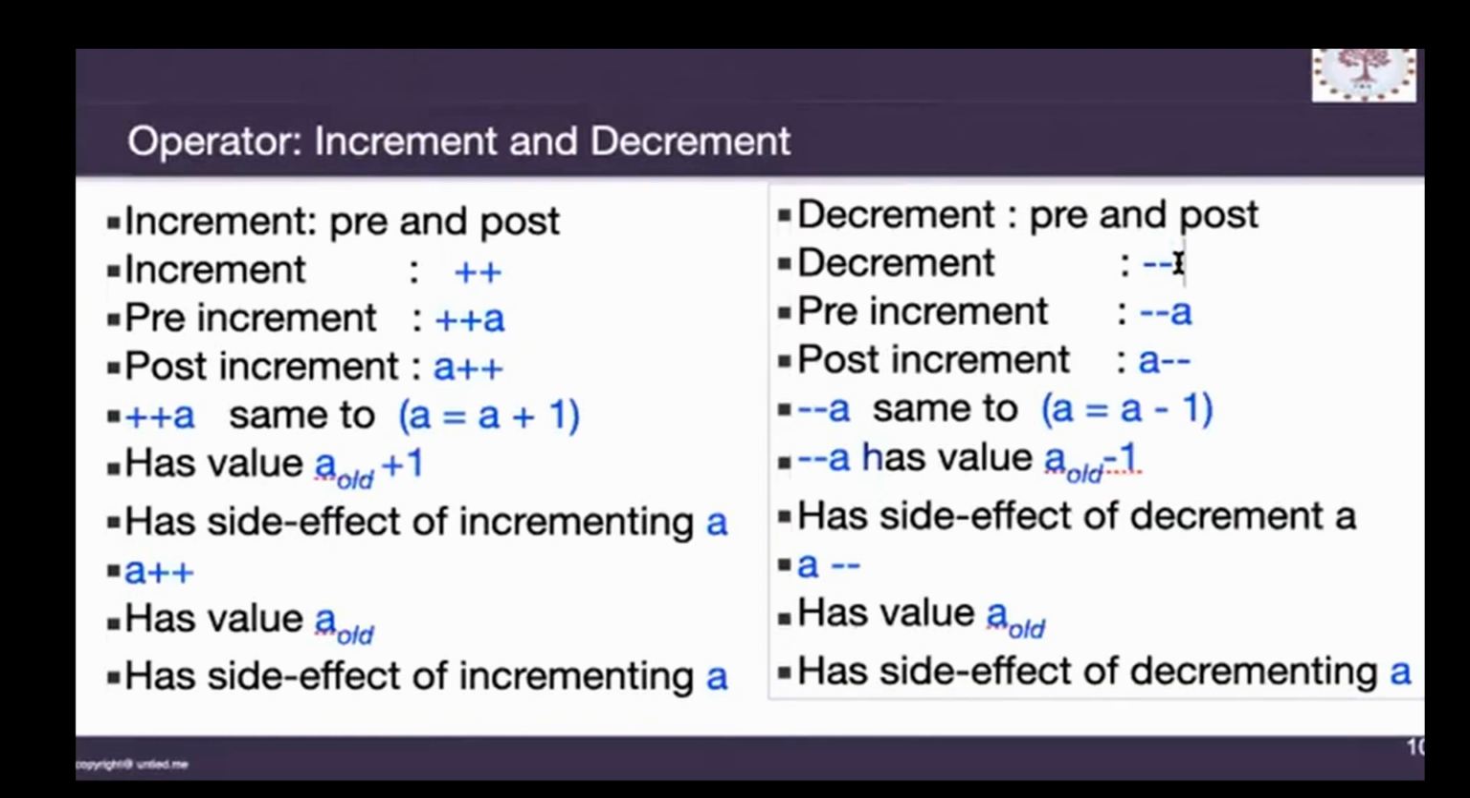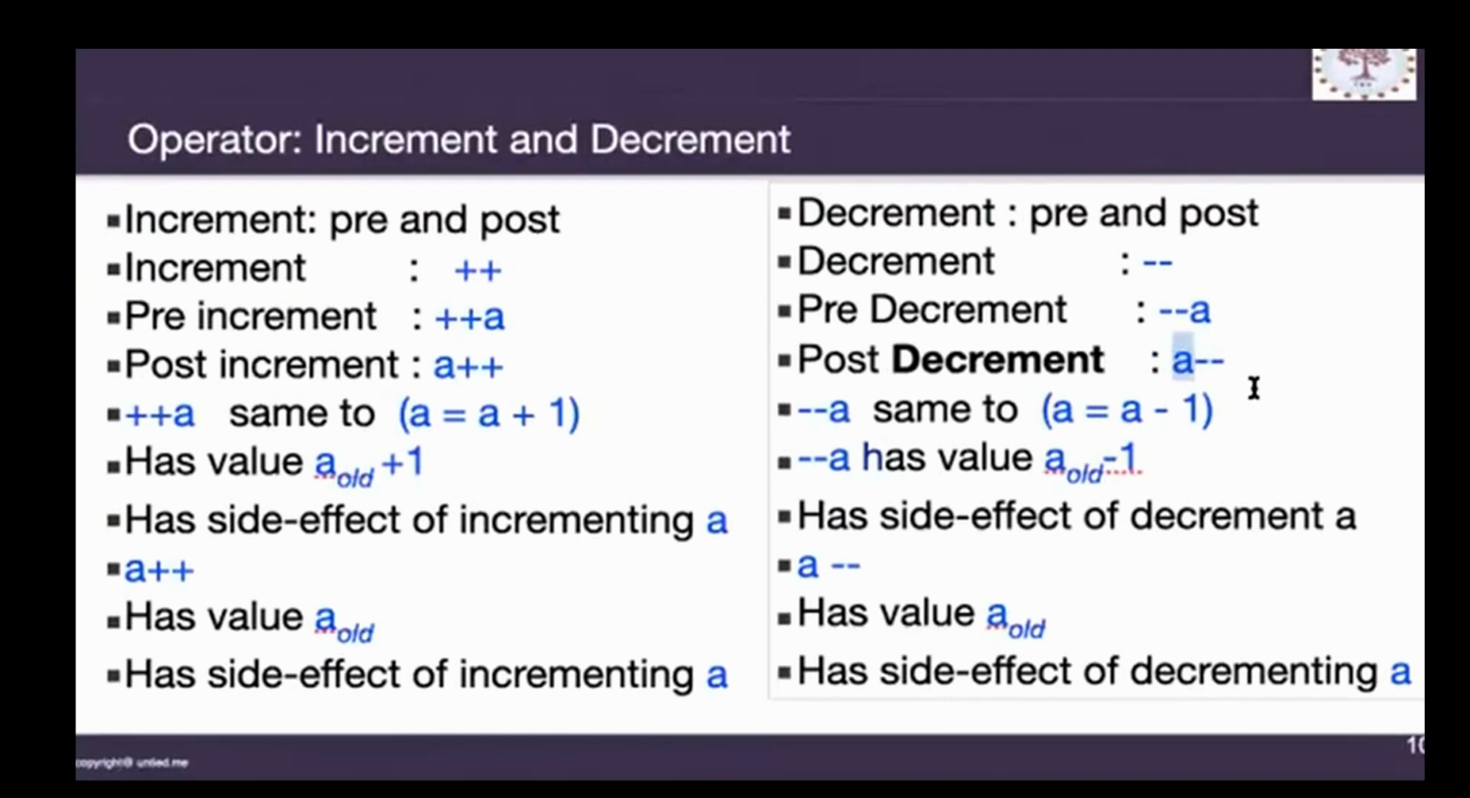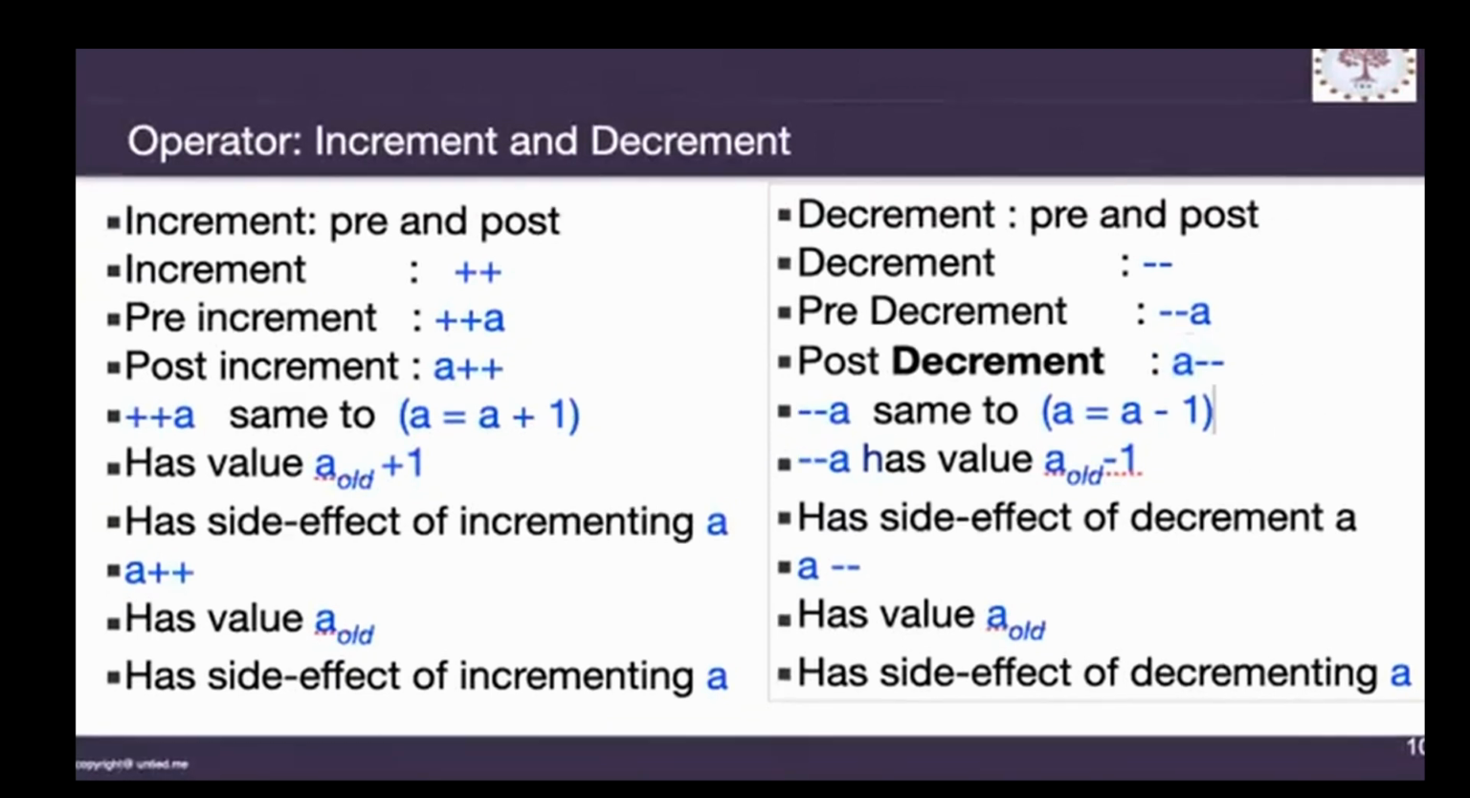Similarly, the decrement: if you want to decrease the value of a variable, you use these decrement operators, called pre-decrement and post-decrement. It is the same as a equals a minus 1. With pre-decrement, it first decreases the value and then uses it. If you are using post-decrement, it first uses the value and then decreases it.